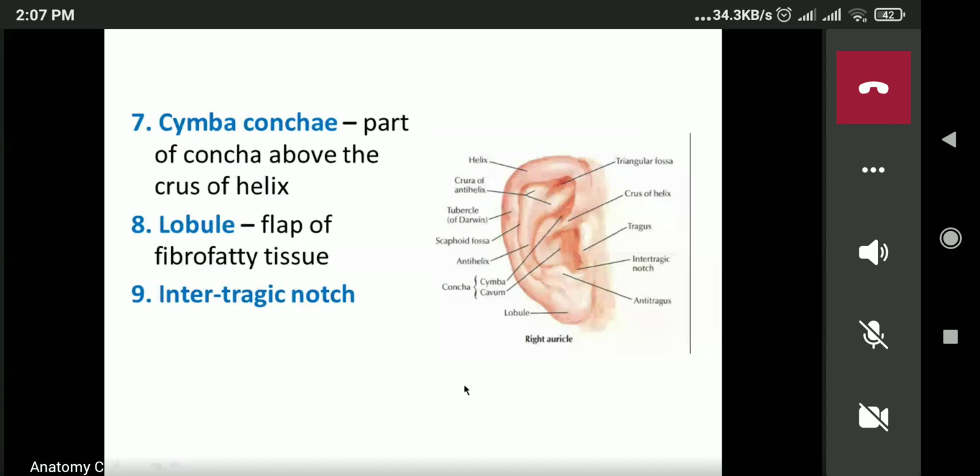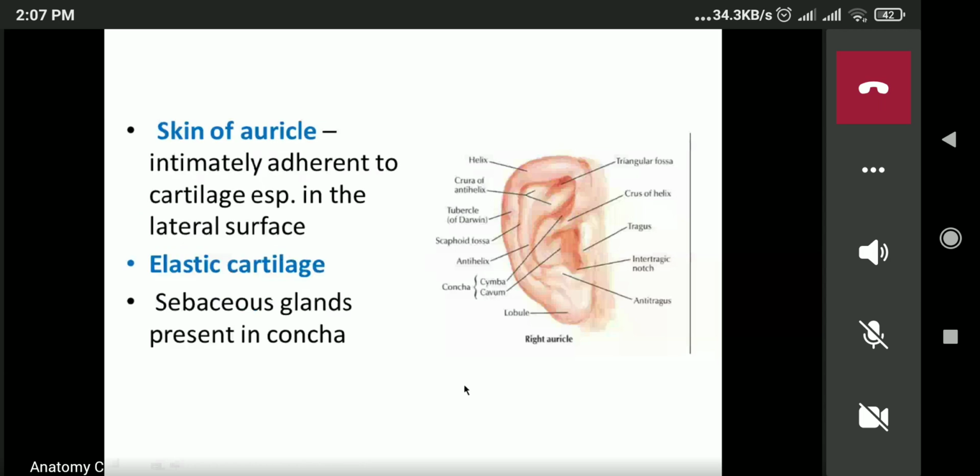So these are the different parts which you should know. Now, coming to the skin of the auricle, it is very tightly adhering to the cartilage, especially on the lateral surface. That's why whenever there is an infection in the auricle, it is very painful, because the skin is tightly adherent to the underlying cartilage.